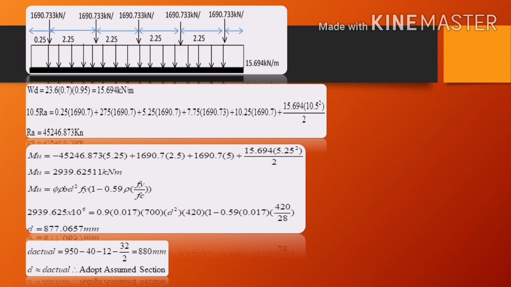2,939.62511 kN. The D would be computed using equation Mu is equal to phi rho b d squared times Fy times 1 minus 0.59 rho Fy over Fc, which would be equal to 877.0657 millimeters. The D actual would be 880 millimeters, which is approximately equal to the D computed. Therefore, we would adopt the assumed section.